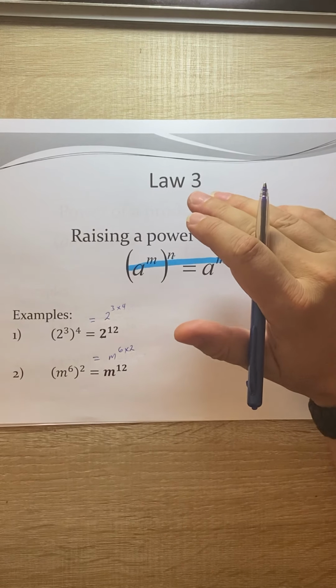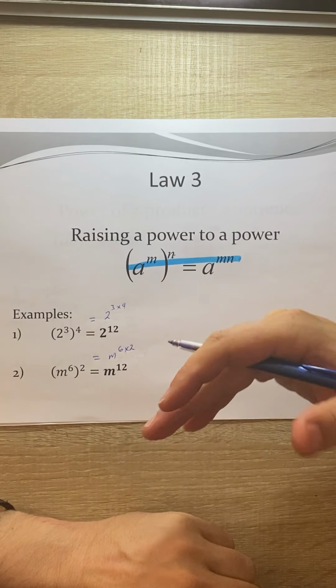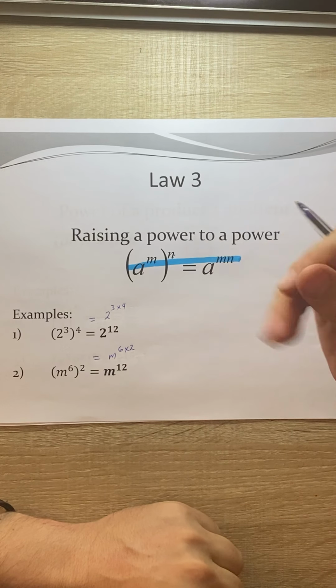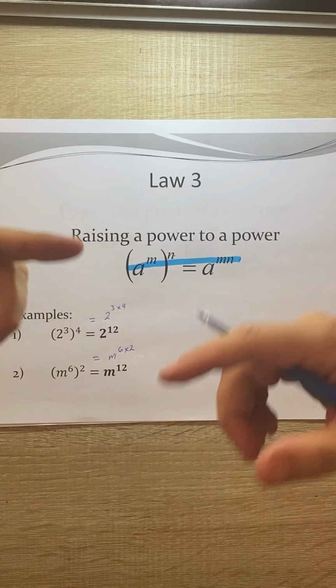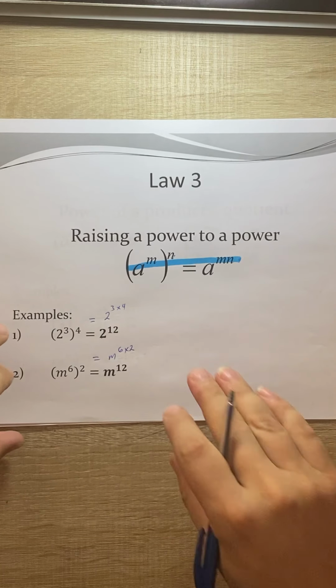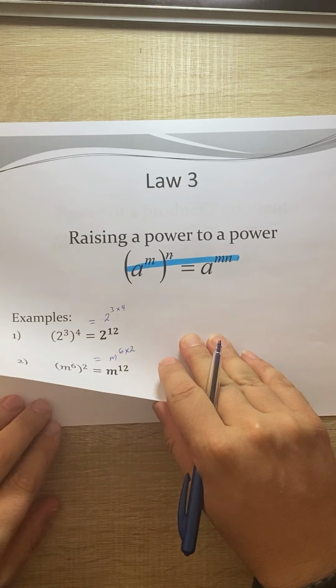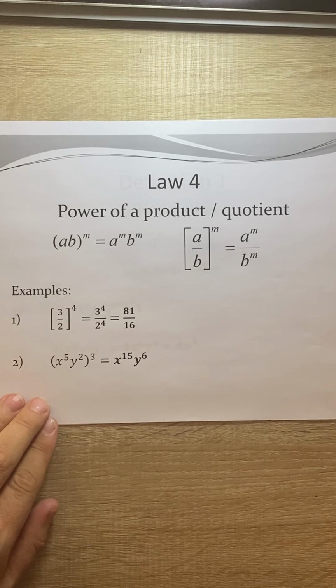Now, grade 9s, these three laws are not given to you. Okay, you need to know them off by heart. The best way to memorize them is just to go through all of your examples and practice with them. Okay, so that's revision from grade 8.